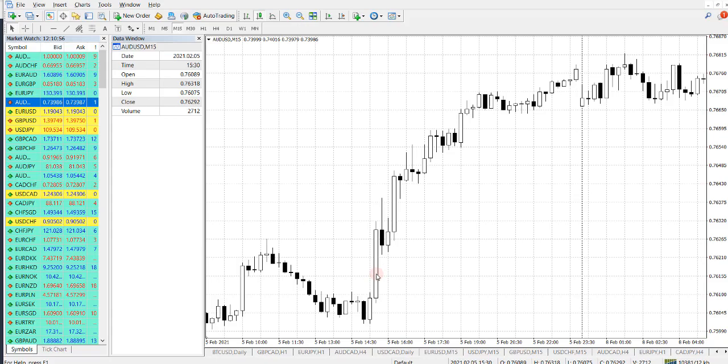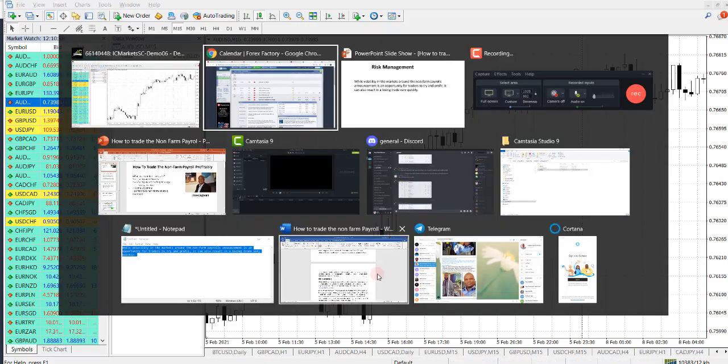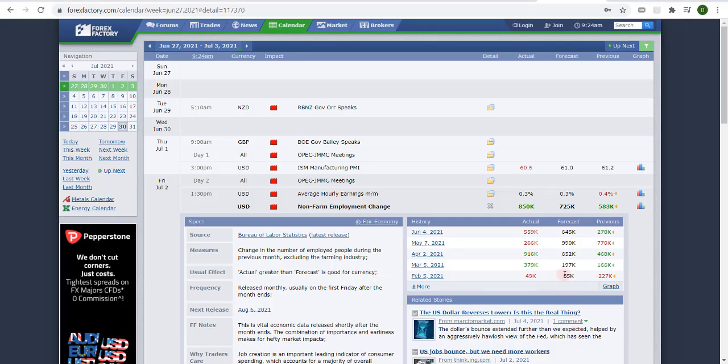Okay, so let's see what the data says. Data says we are expecting 85,000 new jobs, and only 49,000 were added to the payroll. What that means is it's bad for the US, it's bad for dollar. So you should see Aussie rise against dollar, GBP rise against the dollar, you see Euro rise against the dollar. But let's see what the price action says.